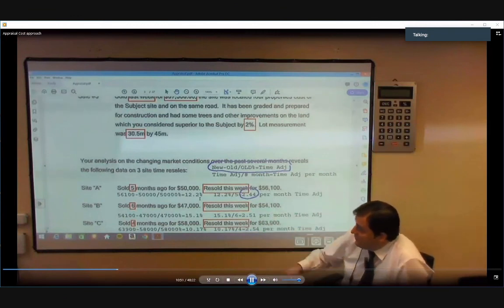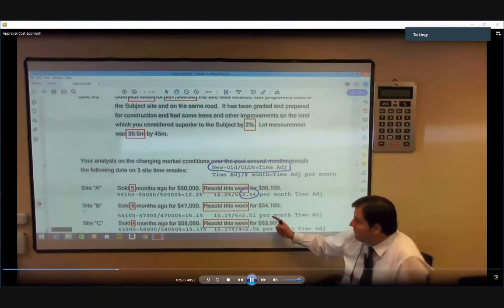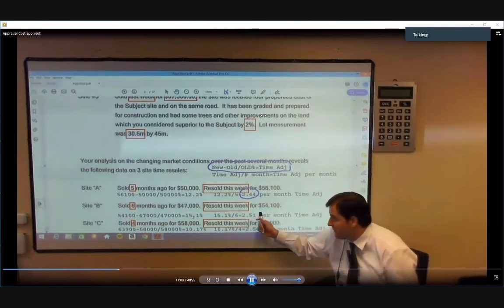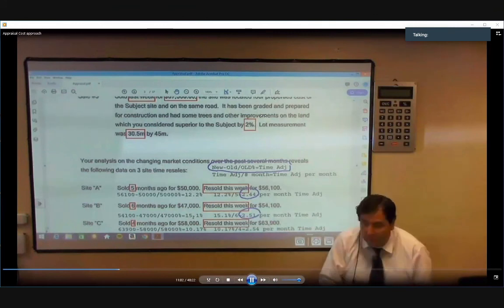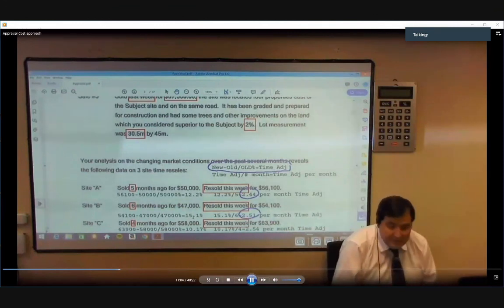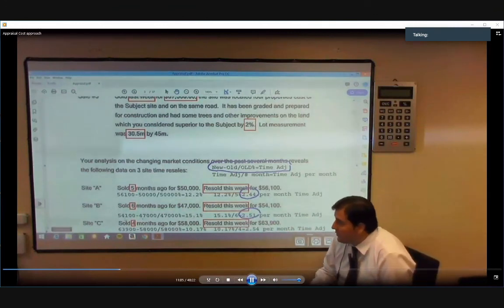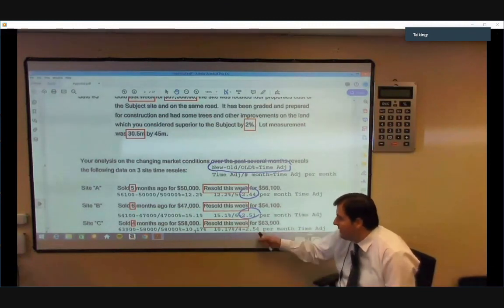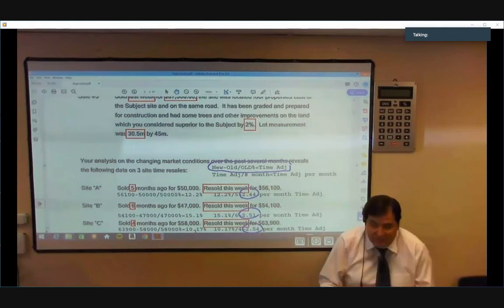Second one sold 6 months ago. So new today minus old divided by old, as a percentage. So that's 15.1% and it took 6 months. So if you divide by 6, it's going to give you 2.51% per month. The last one sold 4 months ago. New minus old divided by old, that's 10.17%. Divided by 4 is going to give you 2.54% per month.